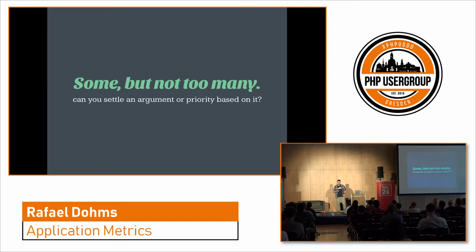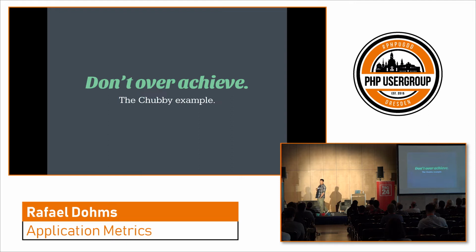And then, in a counter proposal, it sounds weird, but don't try to overachieve. Now this is interesting. So within the book, Google talks about an example of this, and it's the Chubby project. Anyone work at Google? No?